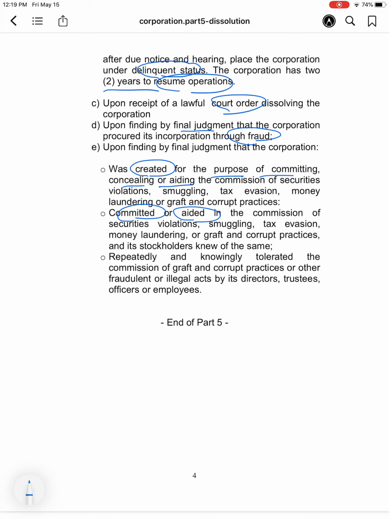Yung next item, committed or aided in the commission of the above-mentioned violations. Yung kanina, created for the purpose of committing. Dito sa second item, committed or aided in the commission. Third item, repeatedly and knowingly tolerated the commission of graft and corrupt practices or other fraudulent or illegal acts by its directors, trustees, officers, or employees. That ends dissolution, and that also ends Part 5 of Corporation Law Review.